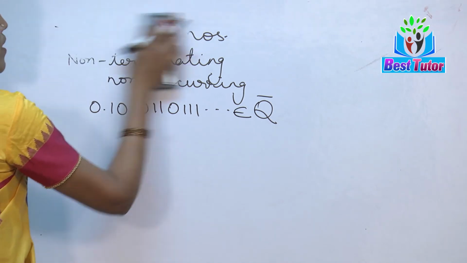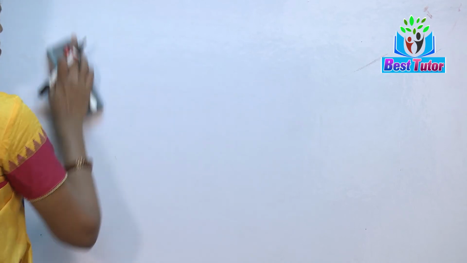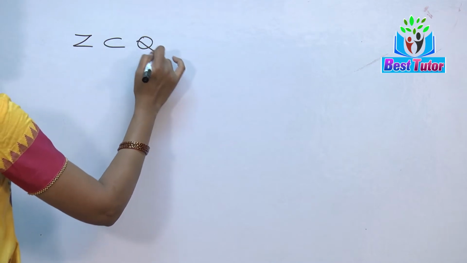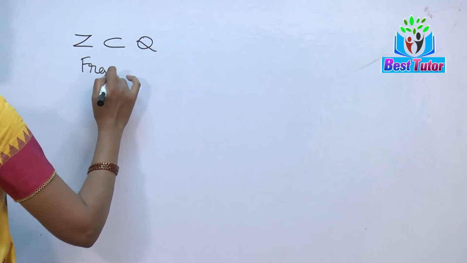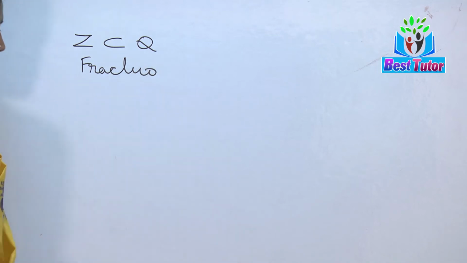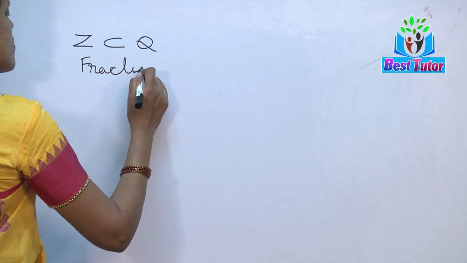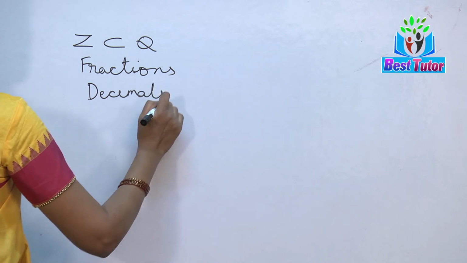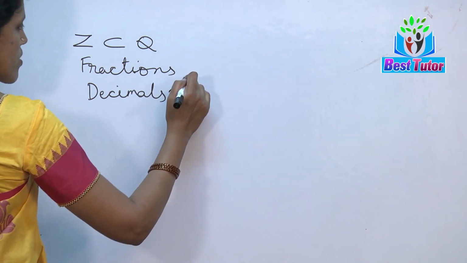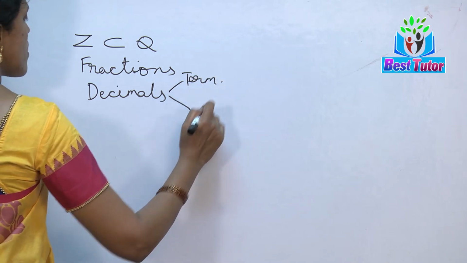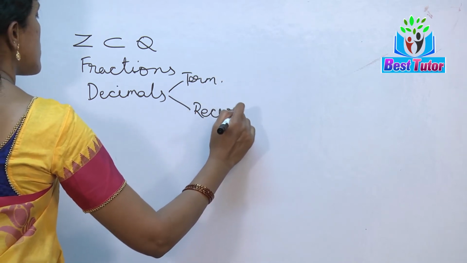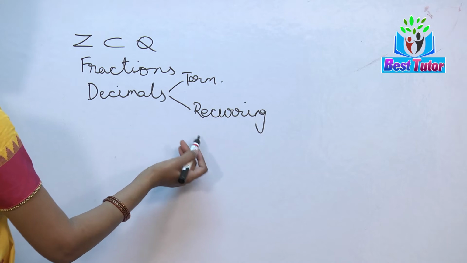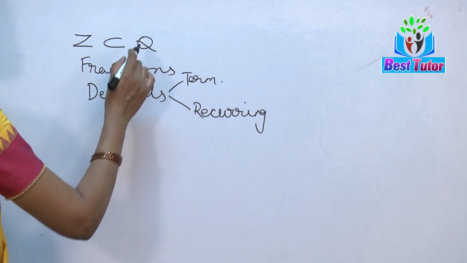We have already learned that all natural numbers, for that matter all integers, belong to rational numbers. Integers are a subset of rational numbers. All fractions and decimals, there are two types of decimals which belong to rational numbers. They are terminating and recurring decimals. These all belong to rational numbers. So, the third type of decimal, that is non-terminating and non-recurring decimals, belong to irrational numbers.